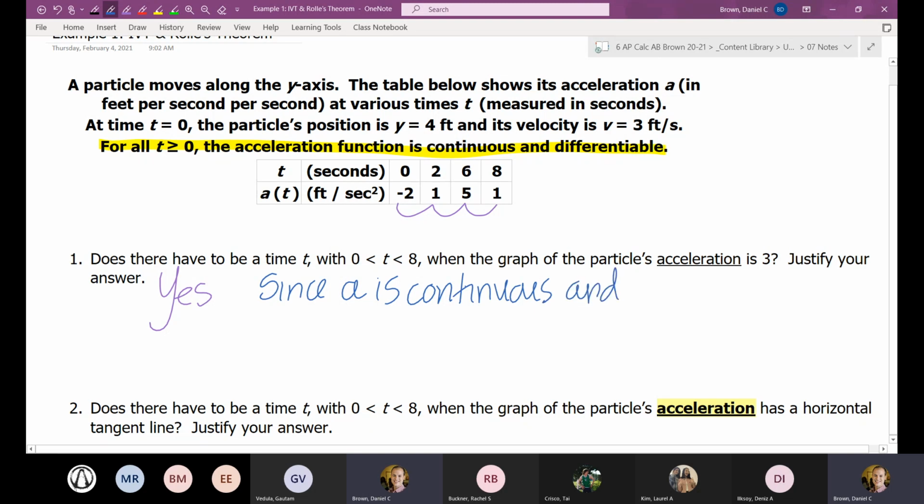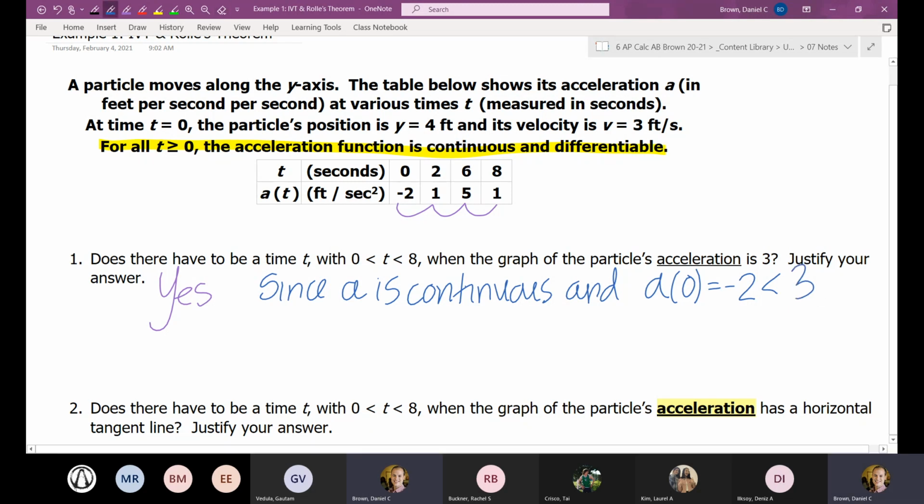So again, you always have to state the reason why you can use a theorem, even though you're not naming it by name. The only reason that we know it crosses 3 is because this is a continuous function. So you have to state that somewhere. And then we just basically want to say, choose a value that's lower than 3 and choose a value that's higher than 3 to show that it would be crossing it eventually. And how do I do that? I'm going to say something like A of, and I could choose 0 or 2. I'll choose 0. A of 0 is equal to -2, and that is less than 3.